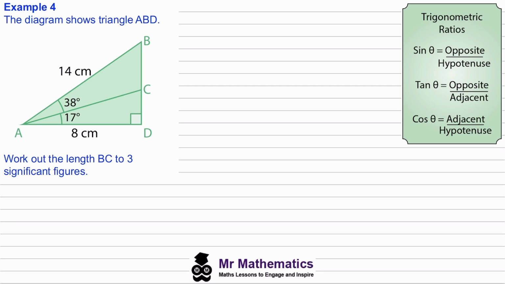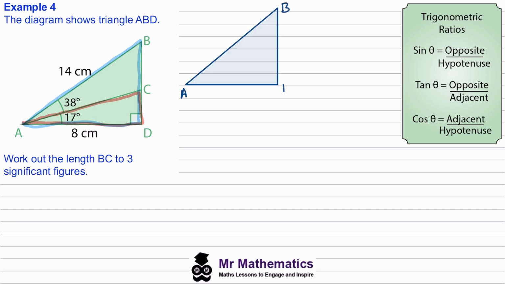In example 4, we've got a problem-solving type question where we need to work out the length of B to C. So the way we'll go about this, we need to identify the right angle triangles. If we think about A, B, D, then we can work out this length. And then if we think about A to C to D, then we can work out this length. So BC will be the big length, take away this small one. Okay? So we'll begin with this blue triangle. And we want to work out the length B to D.